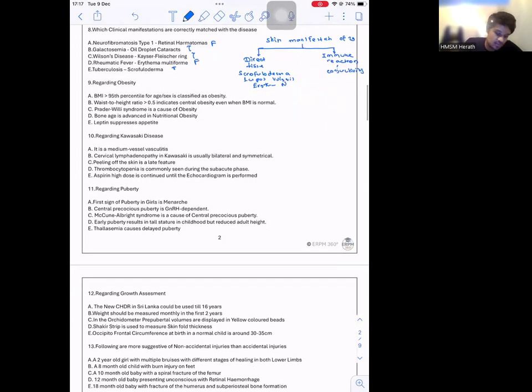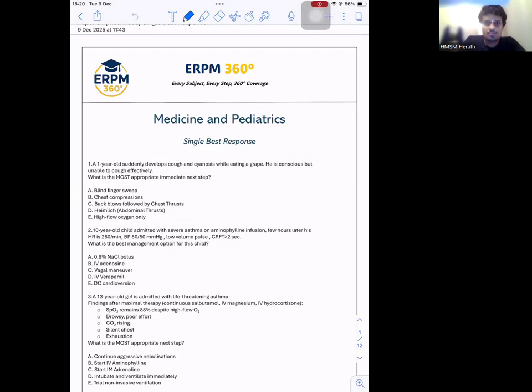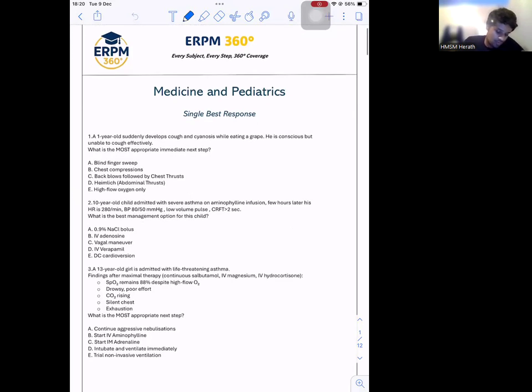Now, the next question. Okay, let's move on then. The first question is, a one-year-old suddenly develops cough and cyanosis while eating a grape. He's conscious but unable to cough effectively. What is the most appropriate immediate next step, right?